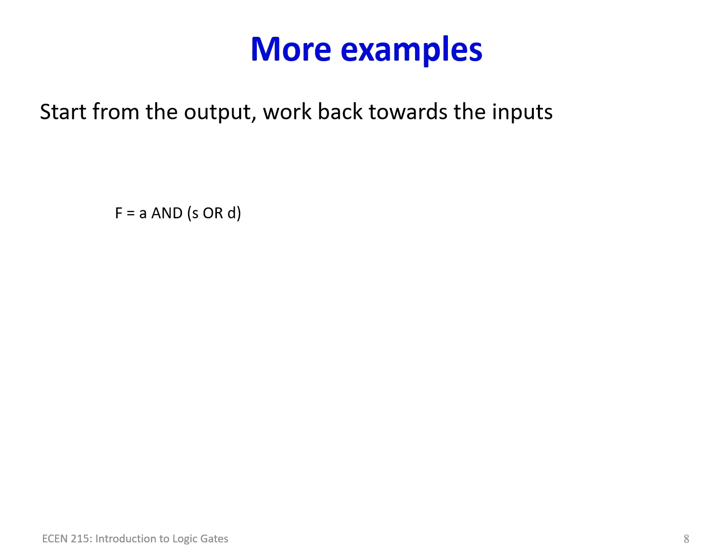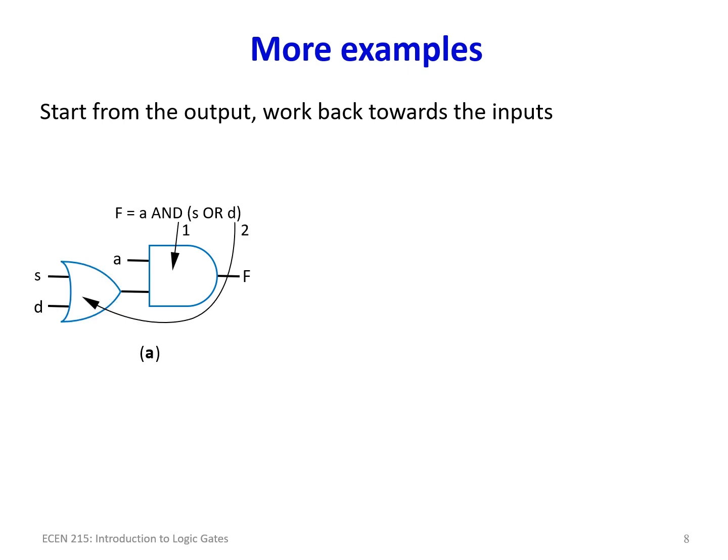So here we have F is equal to A and S or D. So again, we start with the F, and then we have A and something. We have A as an input and this right here. So let's go ahead and represent the A and the AND. So we have that part. Then we have the S or D. So that just simply is the ORing of S and D. So fairly straightforward to do this.